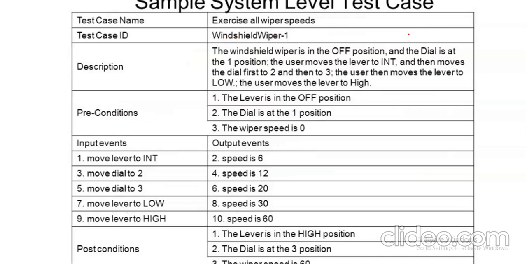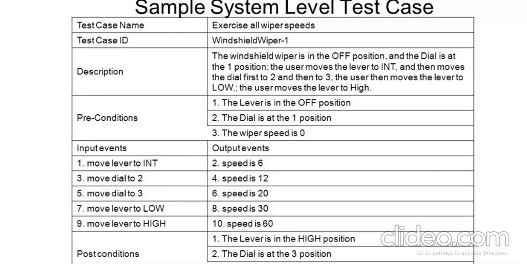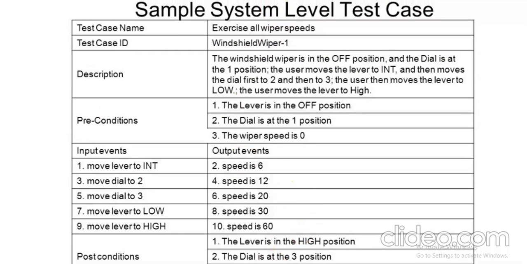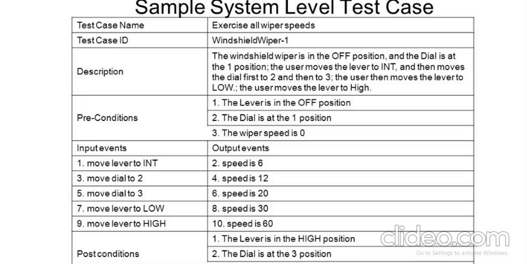The last one is the system level test case. Here the wiper is a combination of both lever and dial, we know. So if we want to exercise the entire system, then we can go for checking the wiper speed, because wiper speed integrates the lever position and dial position, that is my entire system. So for my system level testing, initially what we have to test: the wiper is in off position. Okay, initially the dial will be in first position.